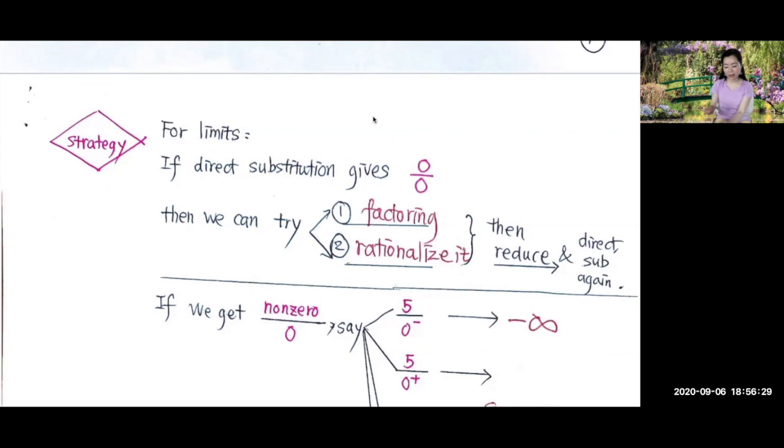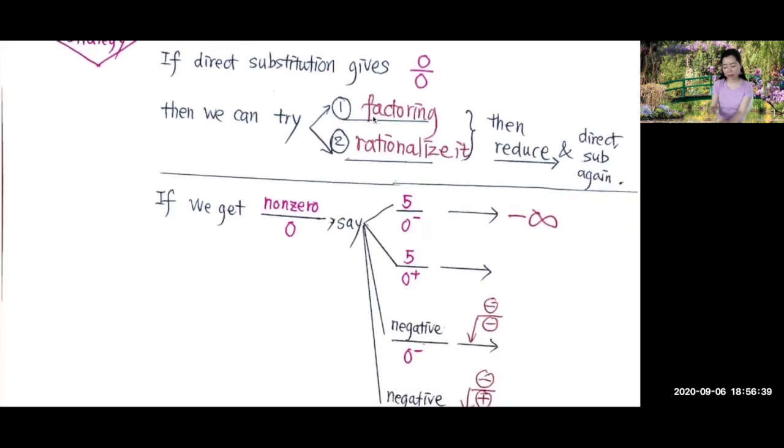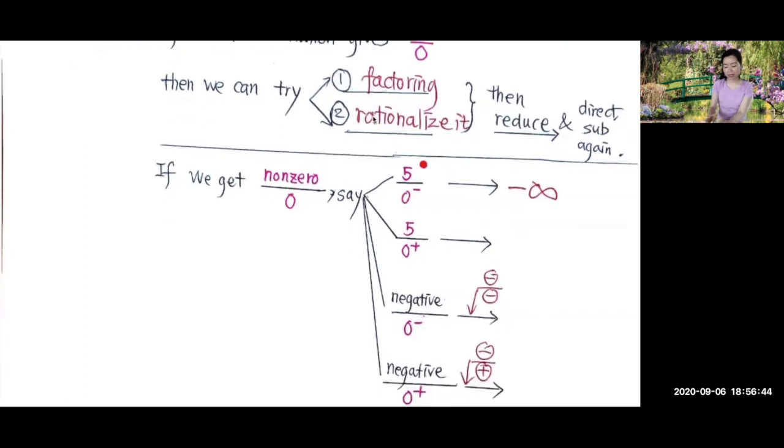Okay. Now what happens, instead of getting 0 over 0, if we do a direct substitution and it turns out to be a non-zero number over 0? For example, what happens if the numerator, when we substitute, we got 5, and the denominator is approaching 0 from the negative side? Then positive divided by negative is negative. So the limit here will be negative infinity. So the limit does not exist, but the infinite limit is negative infinity.